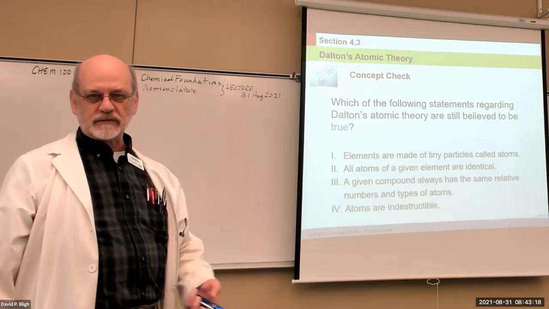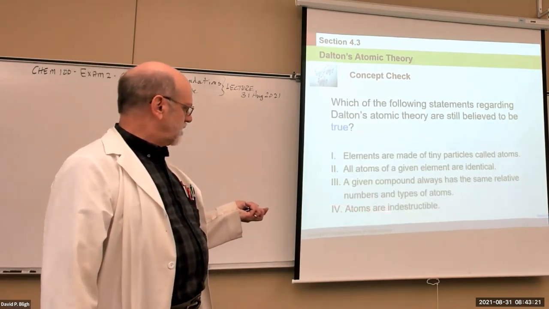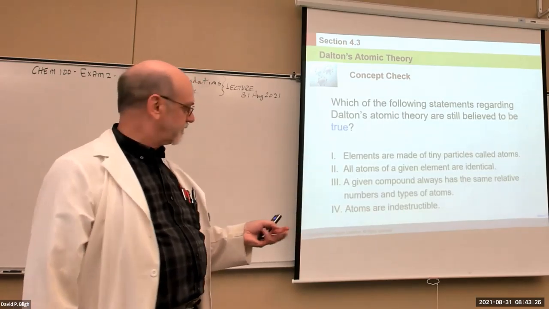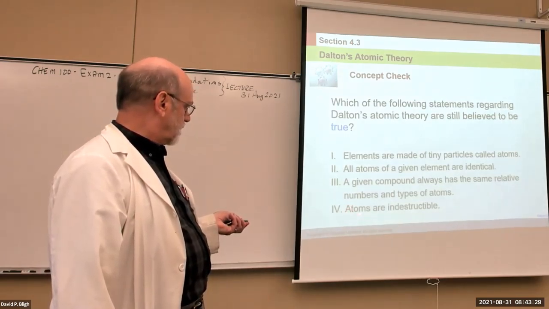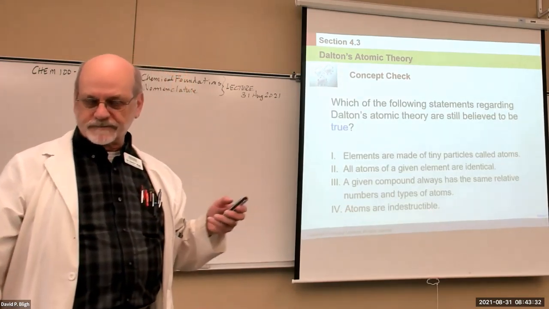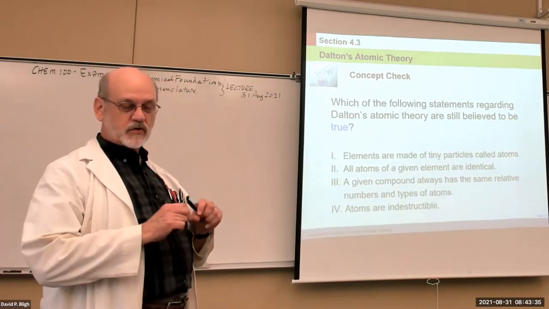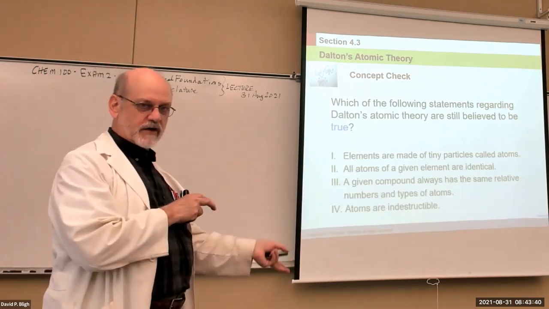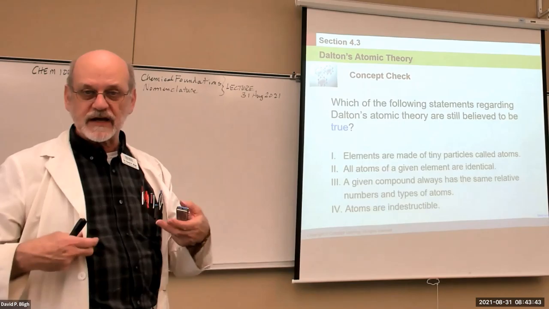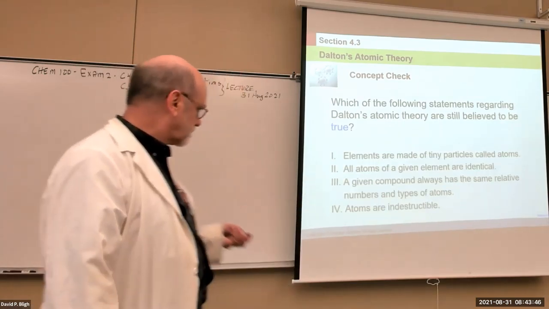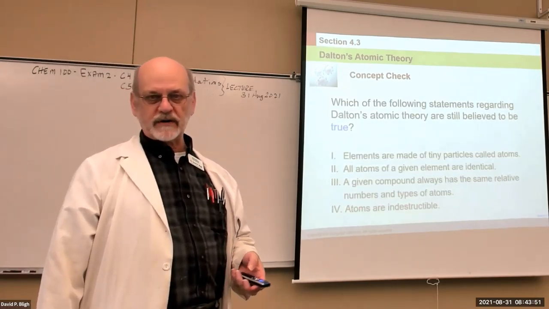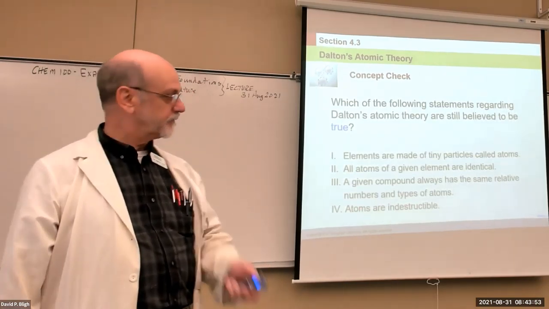And atoms are indestructible. Well, we didn't include that as one of Dalton's postulates. But it was. He believed that atoms were indestructible and you couldn't make a different element atom out of another atom. In other words, you cannot transmutate lead into gold, for instance. But we know now that atoms are destructible. They can be broken apart in nuclear reactions. Right? So those two are still true.